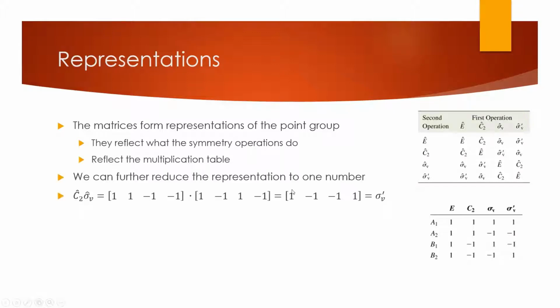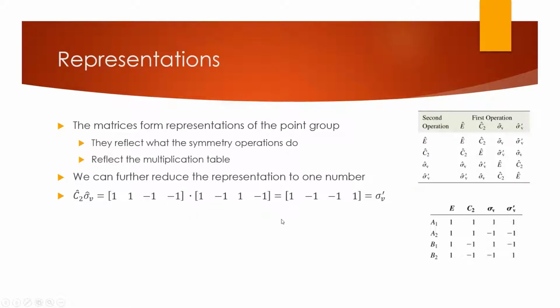Well, let's consider the following operation. We want to take a mirror plane followed by a twofold rotation. So if we go to our character table, if our first operation is this mirror plane and the second is this C2 rotation, we should end up at the other mirror plane, the sigma v prime. So what happens if we do the same thing with these weird numbers? Well, the C2 numbers here are 1, 1, minus 1, minus 1. We can see that here in this table. And the sigma v numbers are 1, minus 1, 1, minus 1. Again, we can see that in the table.